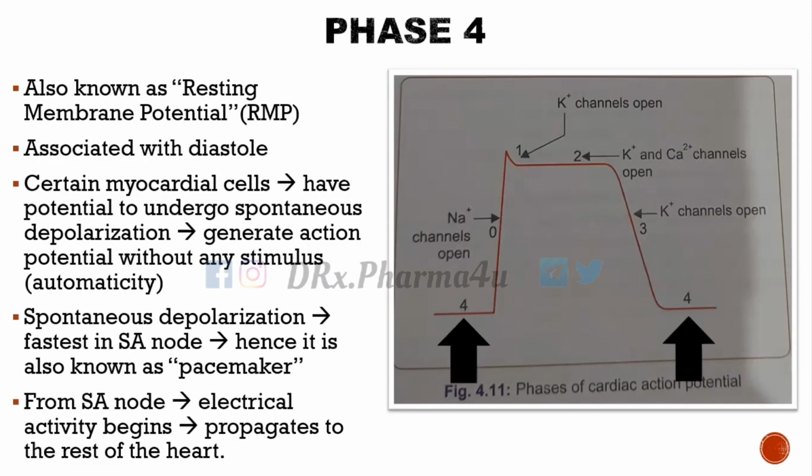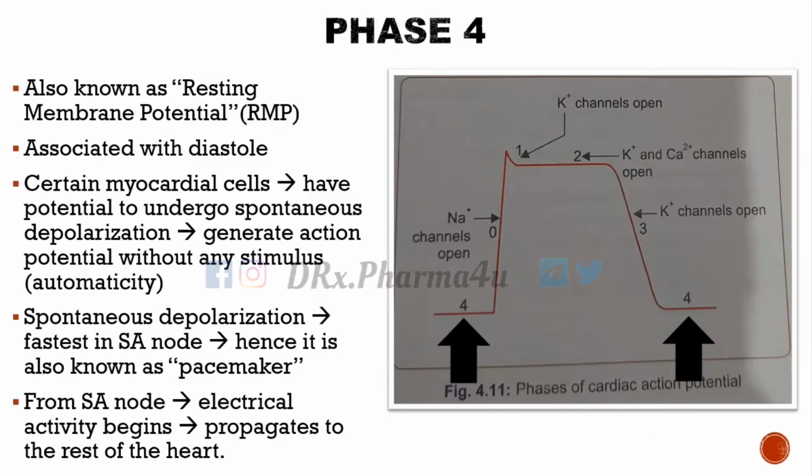And the last phase, so you can see it in 2 arrows that are mentioned here. They are known as resting membrane potential, RMP. So this is actually associated with diastole. So diastole, I hope you know, we have 2 types of heartbeat. One is the systole and the other is diastole. Systole is known as the contraction phase of the heart, and diastole is known as the relaxation phase of the heart. So phase 4 is also known as resting membrane potential. It is associated with diastole.